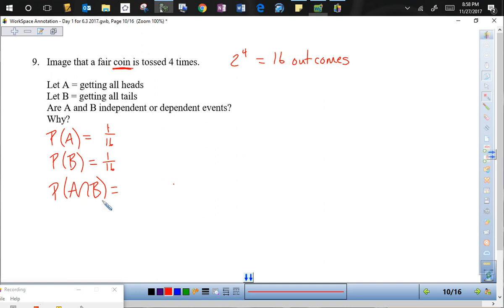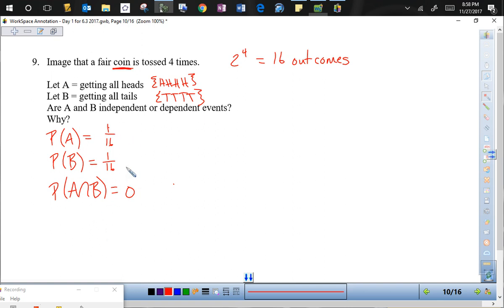So now we just have to look at the intersection. Okay, so what is the intersection of getting all heads and getting all tails? Well, getting all heads, we said, was heads, heads, heads, heads. There's only one outcome. Only one outcome again. And guess what, folks? Those don't overlap. Okay, so the intersection doesn't exist. The probability then is 0.